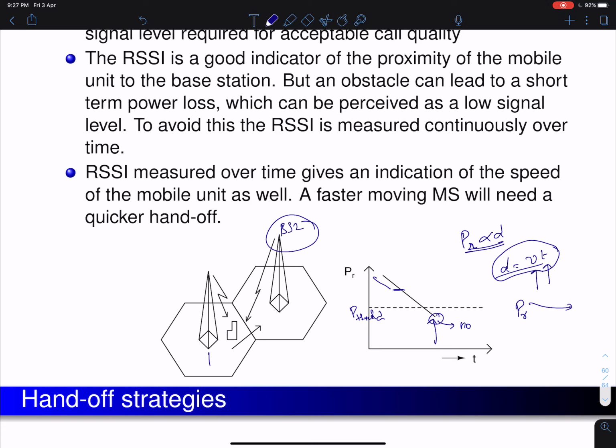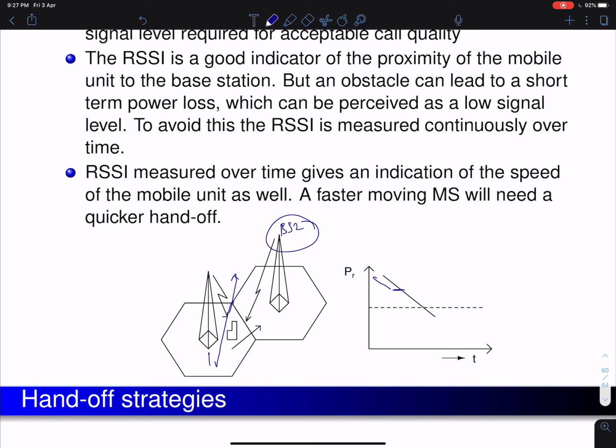Okay, now this is the way it's normally done. Now there are some problems with this measurement. Sometimes a sudden obstacle can come in between the phone and the cell tower, and that obstacle can move away after some time, a few seconds or a few moments later.